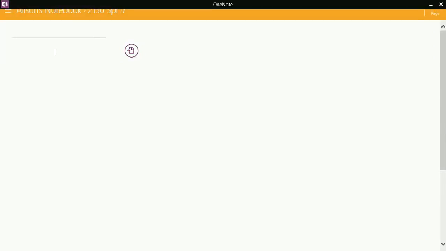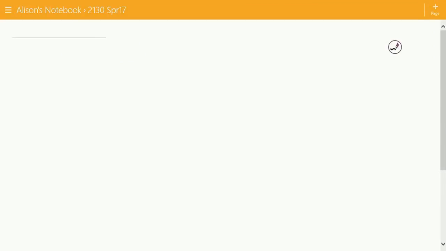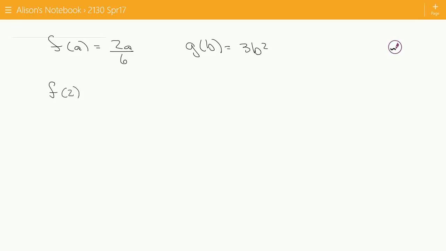So let's talk about functions for just a minute. Let's say that I have some function f of a that's equal to 2a divided by 6, and I have some function g of b that's equal to 3b squared. Can I tell what f of 2 is?